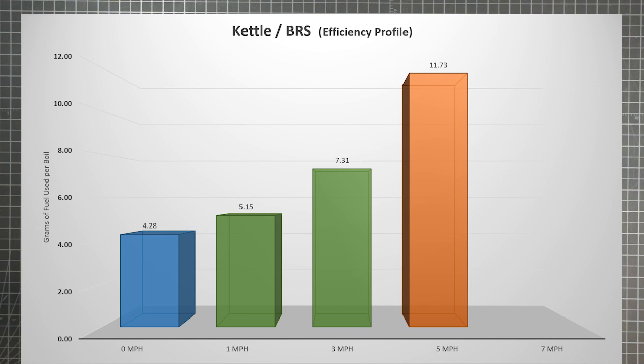This is what I call an efficiency profile. It shows the different miles per hour using the flame level that was most efficient at that speed. So at a glance then, you can see how to operate this system depending on the wind.